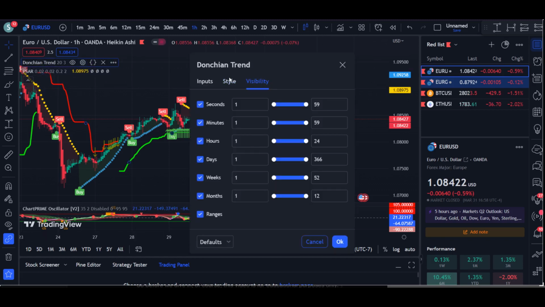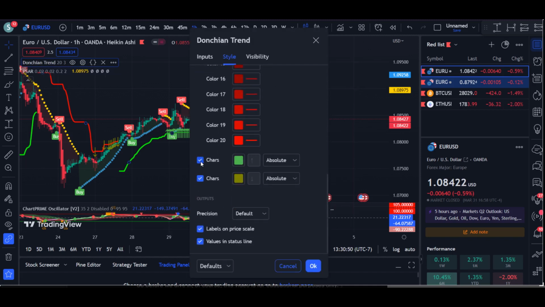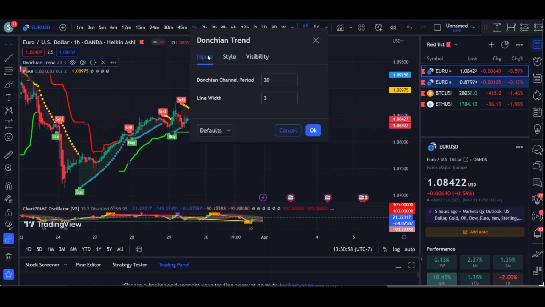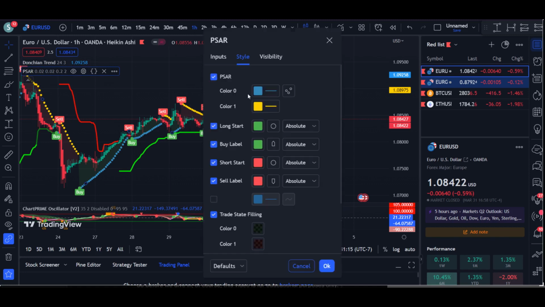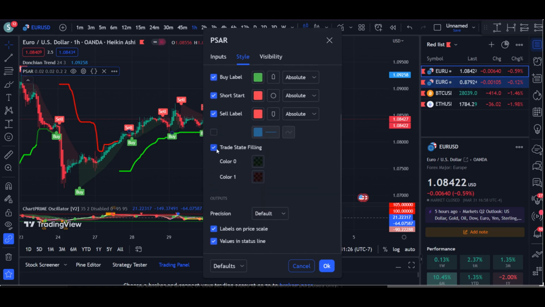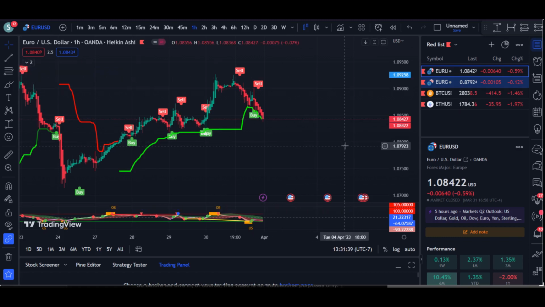On the Donchian Trend, you're going to head on over to style, and we're going to scroll all the way down, and we're going to uncheck both of these boxes right here. Then we're going to go to inputs, and we're going to change the channel period to 24. After that, we're going to go to the settings for the Parabolic SAR. In style, we're going to uncheck the first box right here. We're also going to uncheck the trade state filling box. After that, your chart should look similar to this one right here.